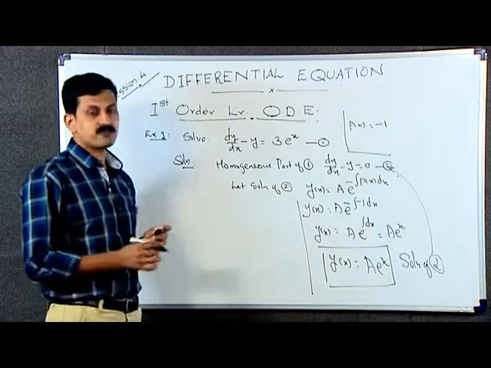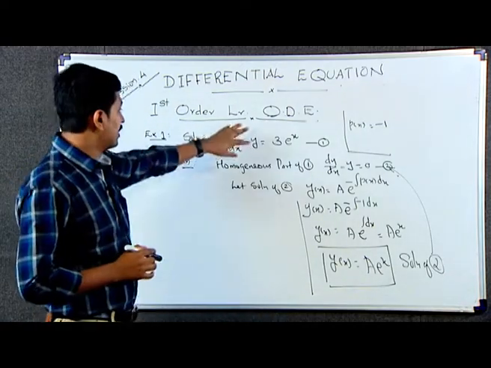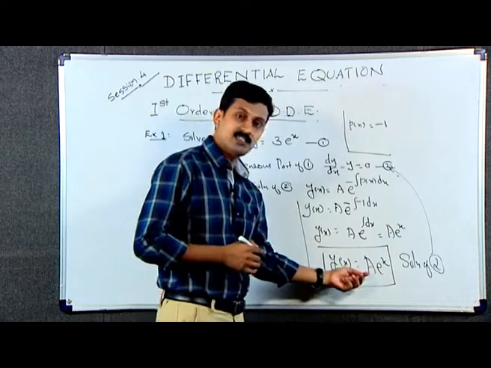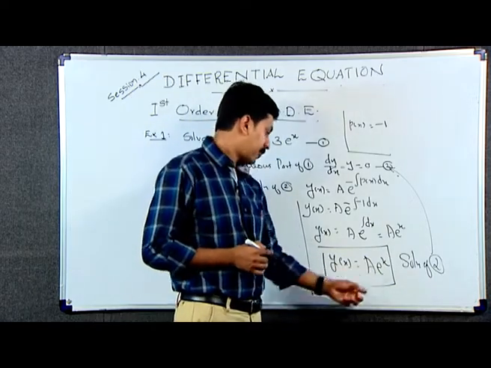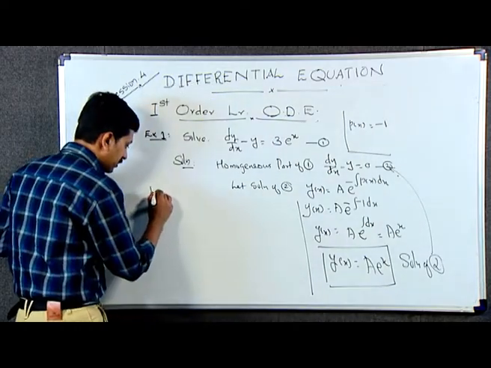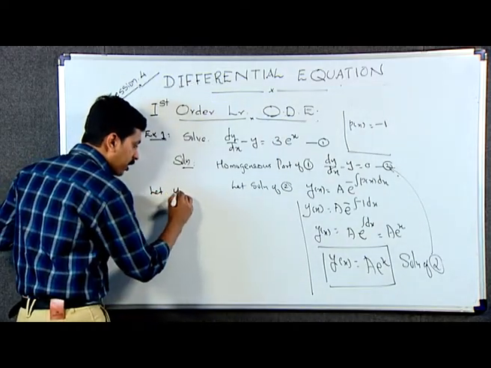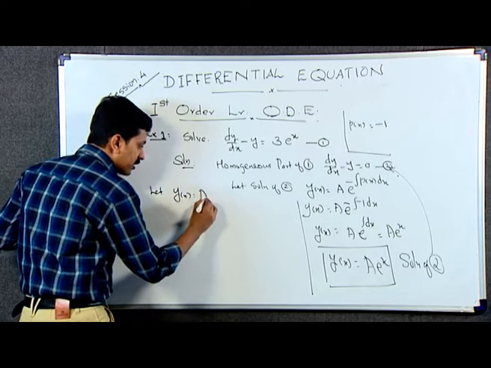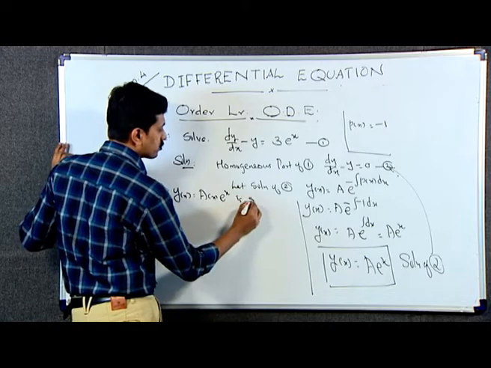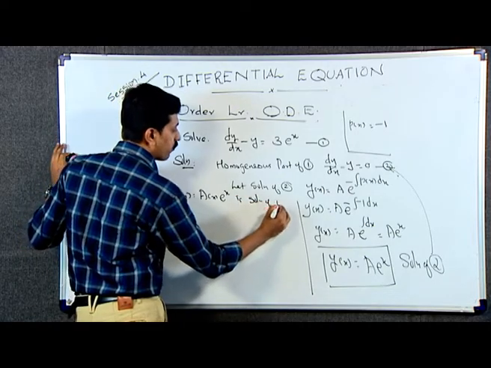Now, we have to find the solution for the non-homogeneous part. So, we just convert this a to a of x. Therefore, let y of x is equal to a of x into e raised to x be the solution of 1.